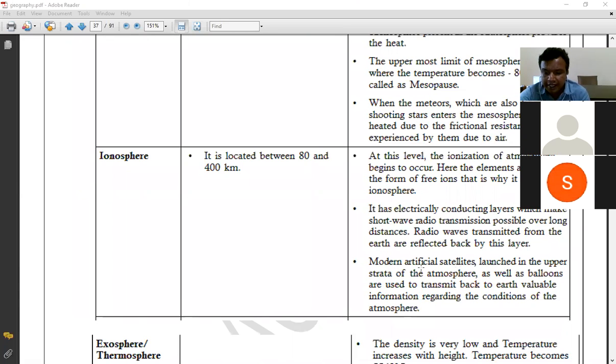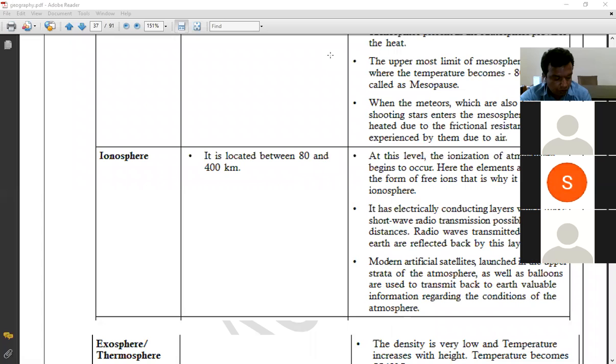Can anybody tell me what is the natural satellite of the earth? Which is the natural satellite of the earth? Why are others not able to join? Only 12 have joined now. Okay, am I audible to all of you? Hello? Yes, sir, audible. So, what is the natural satellite of the earth?